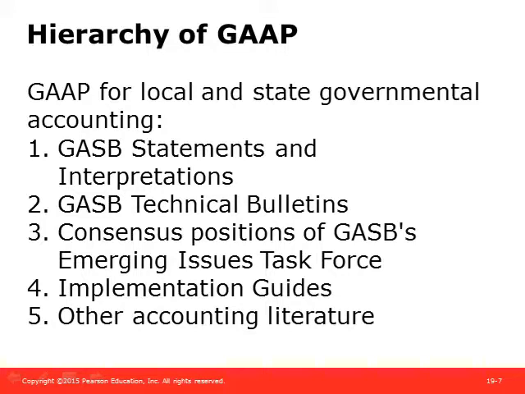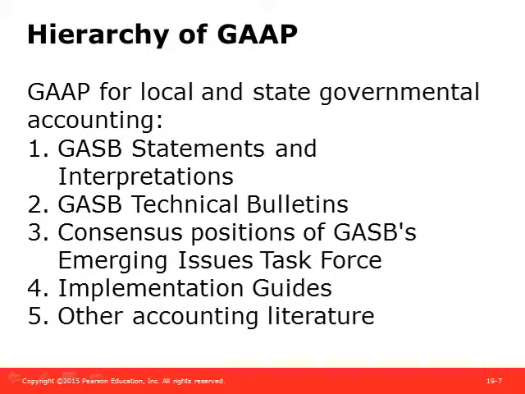Third, the consensus positions of the GASB Emerging Issues Task Force, and AICPA practice bulletins if specifically made available to state and local governments by the AICPA and cleared by the GASB. And then finally, interpretation guidelines published by the GASB staff and industry practices that are widely recognized and prevalent in state and local governments.